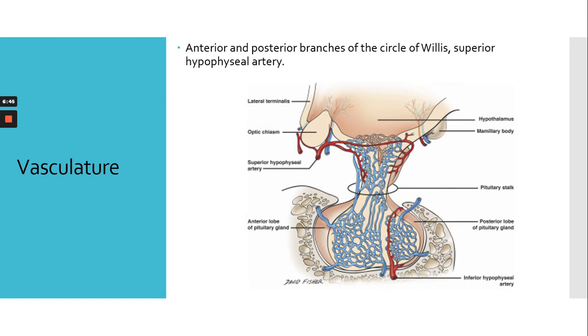Next is the vasculature of the hypothalamus. So, in the vasculature, the hypothalamus is basically mainly supplied by the superior hypophyseal artery, which is a part of the anterior cerebral artery. And all of the blood from the hypothalamus is drained down to the pituitary gland through the hypothalamo-hypophyseal system, and then from the pituitary gland the blood is drained into the hypophyseal vein, and this is how the vasculature of the hypothalamus works.